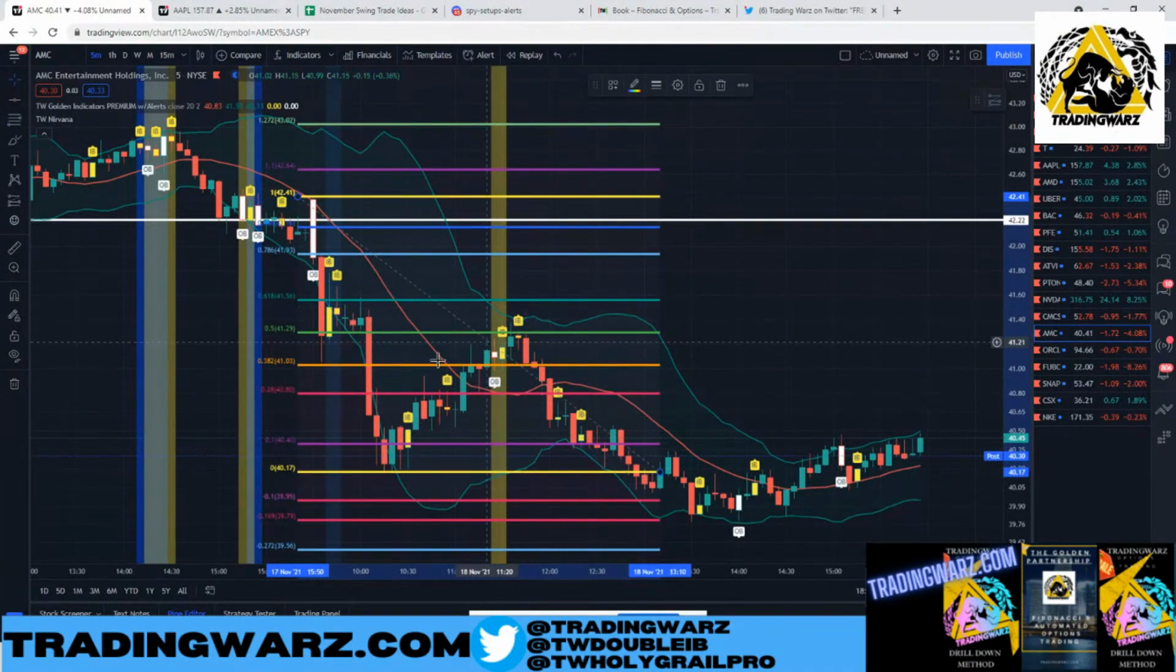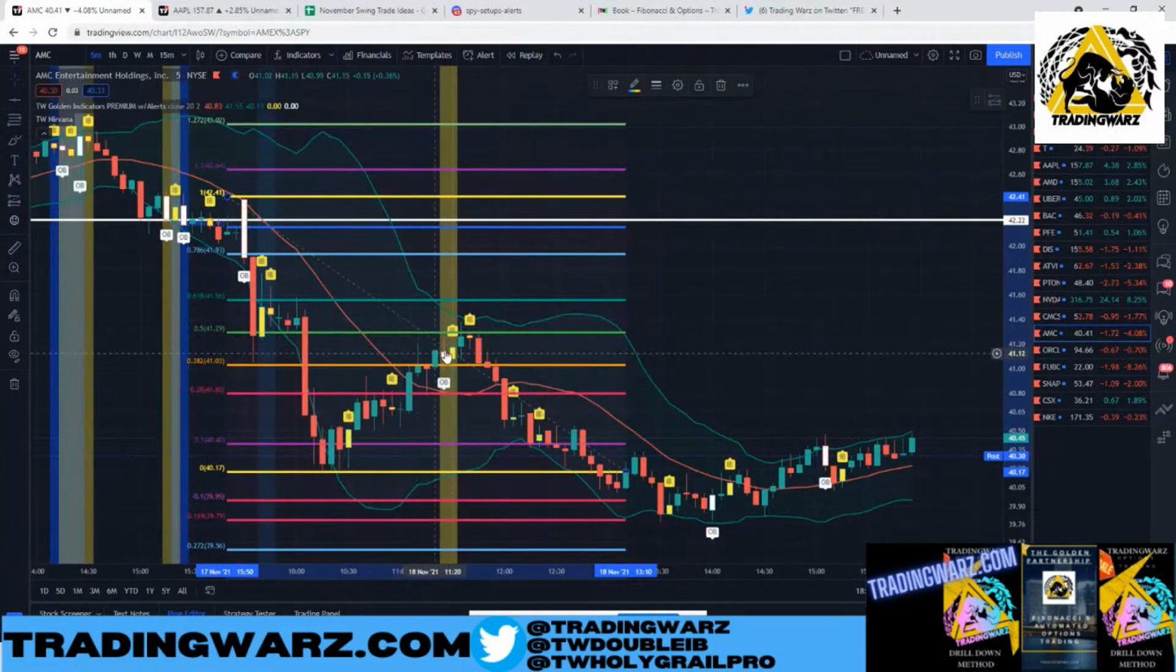Now check this out. We come right into the 50, guys, and look at this. This is exceptionally beautiful. We have a holy grail as well as a beautiful inside bar. Look how pretty that inside bar is right on the 50. This is what I talk about in my book when I talk about candlestick confirmation. So you can have the fibs drawn, right? And then when you see this confirmation right here, this inside bar, that's your cue.